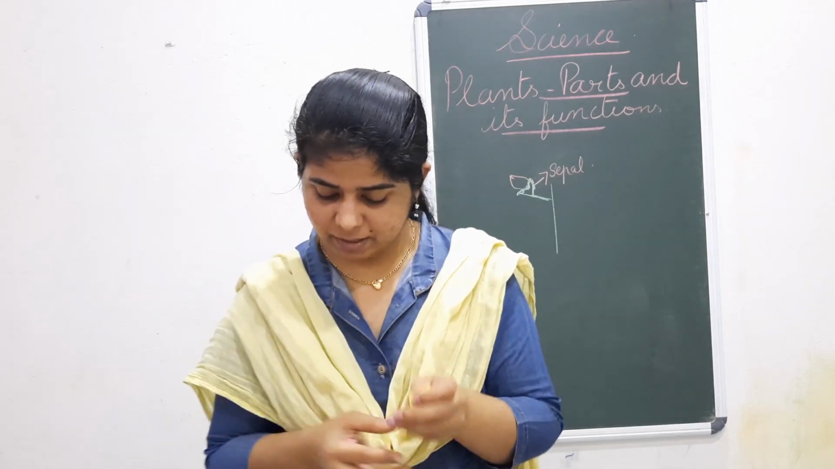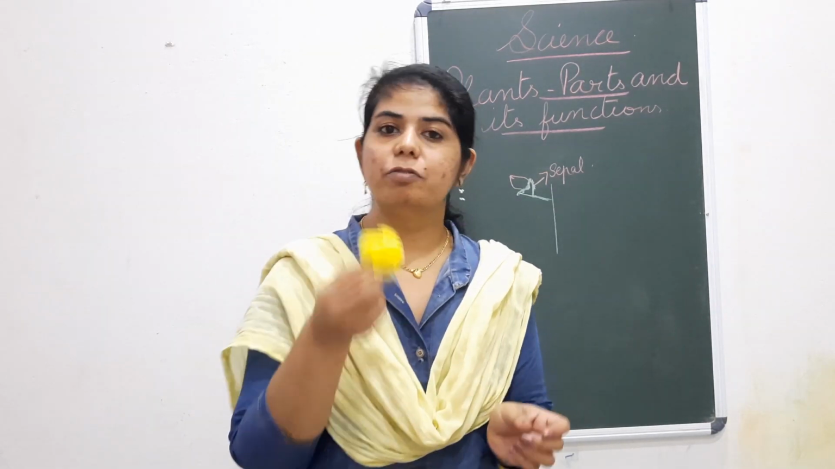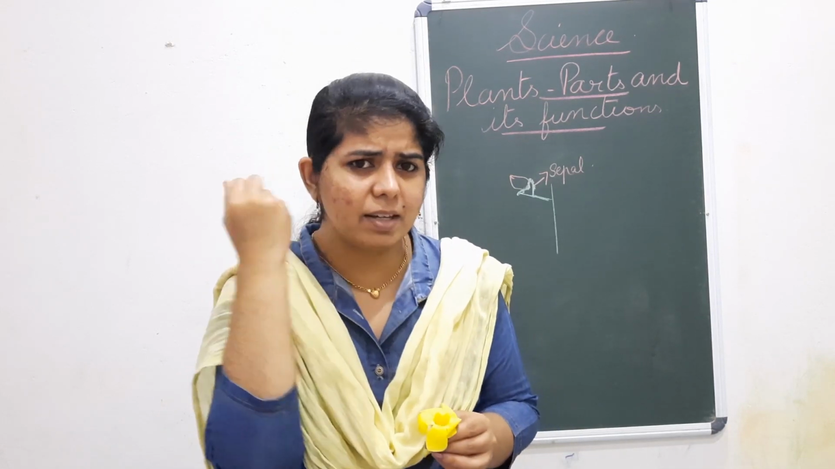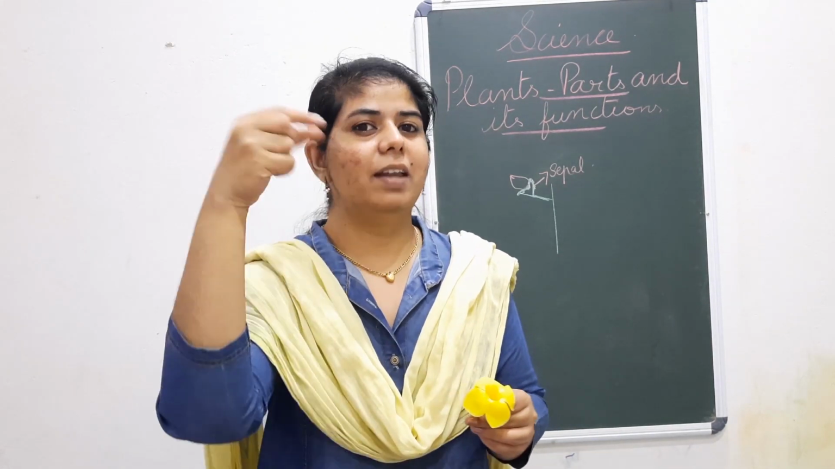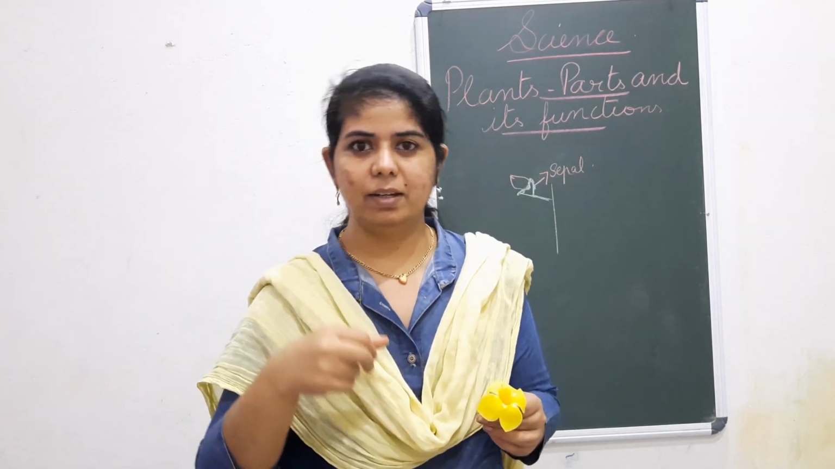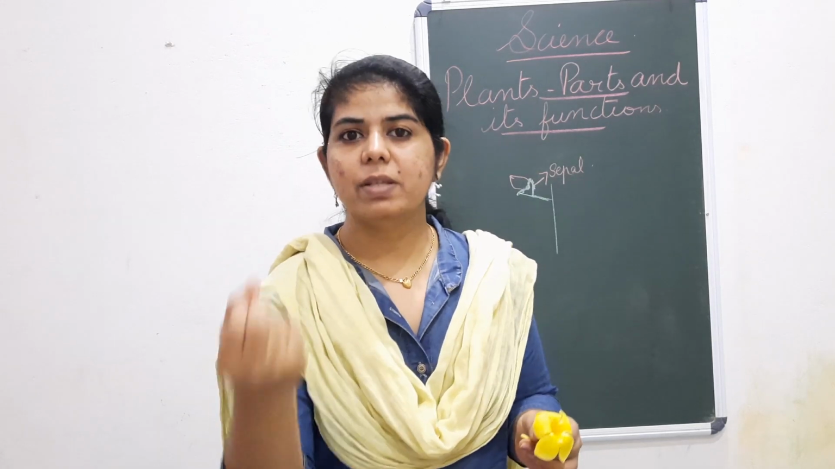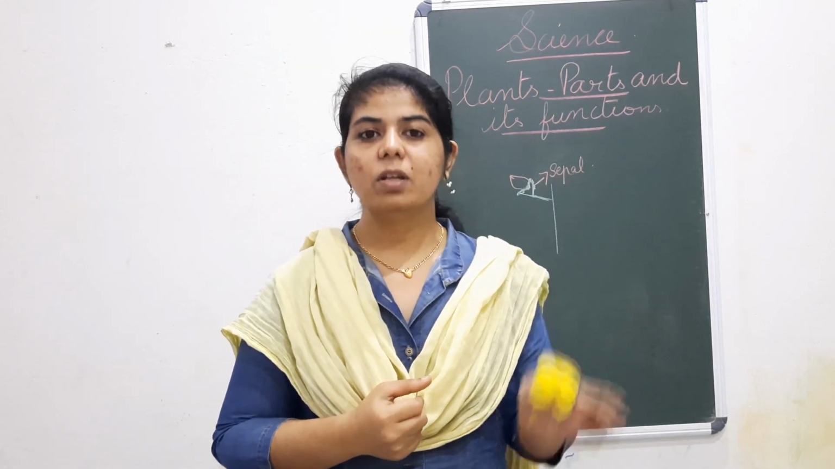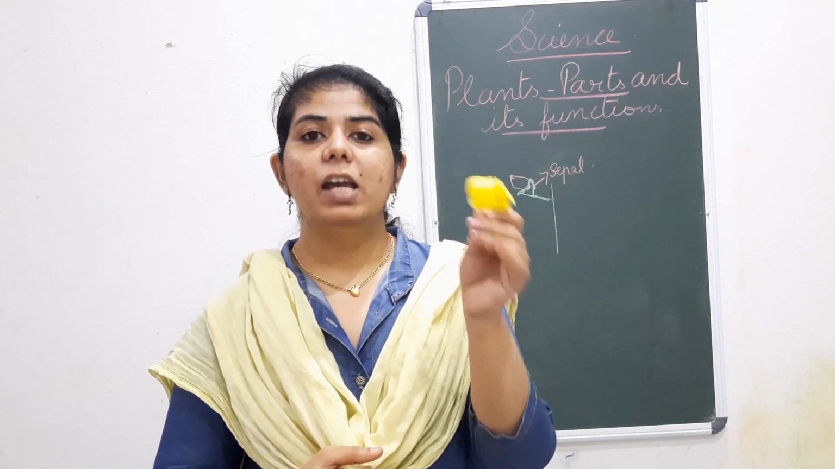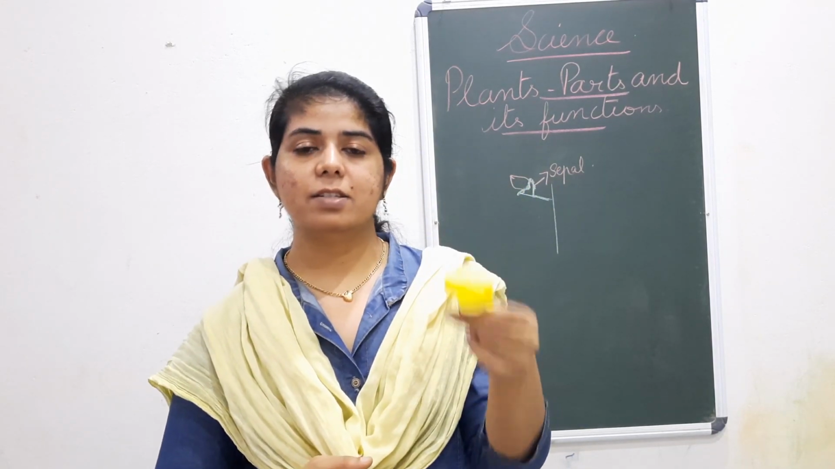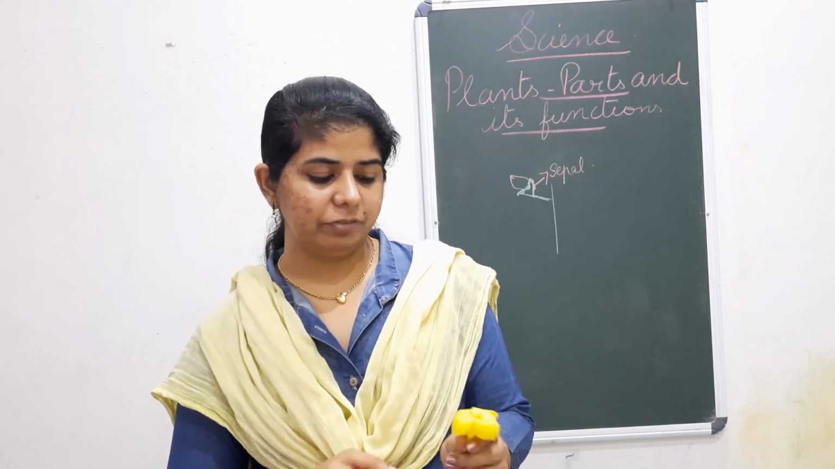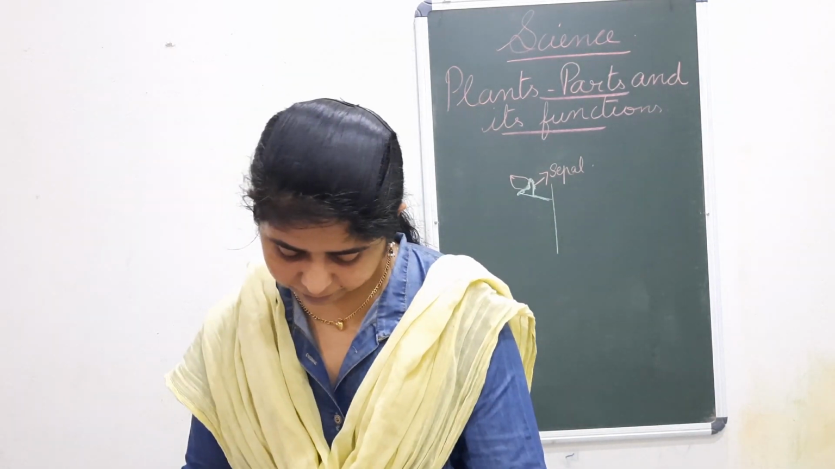Okay, it changes. The main function is to produce fruits and seeds. And inside the fruit or inside the vegetable, you can see the seeds. From the seed, the next new plant. When you plant a seed, in most of the plants, what happens? From the seed, the next baby plant will be coming up. Understood? So the main function of the flower is to produce the fruits and seeds. That is the function of the flowers.